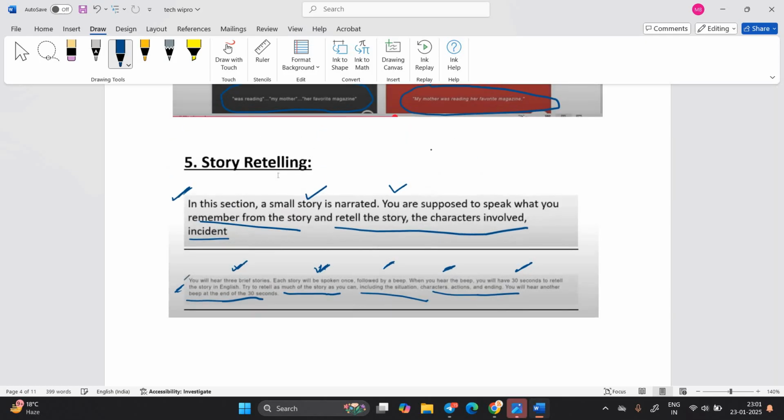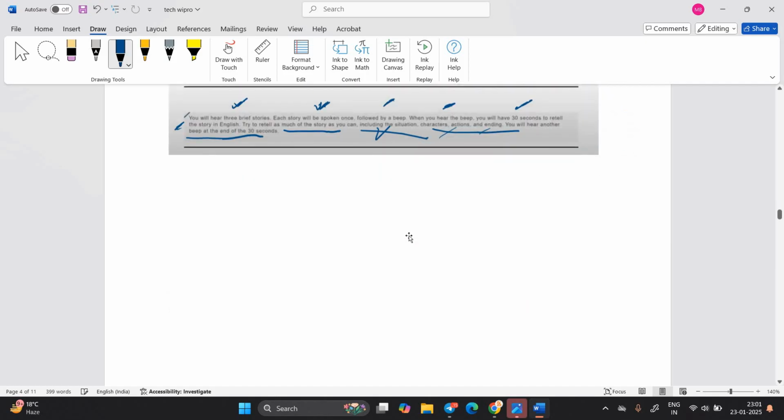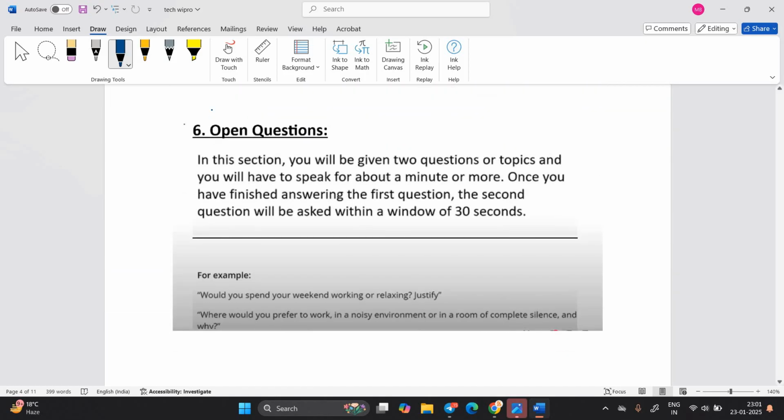So story retelling: they will tell you a story for a short time, okay? After that you have to narrate the story in your own language, in which you can include the situation, character, actions and ending, okay? And the last section is open question.